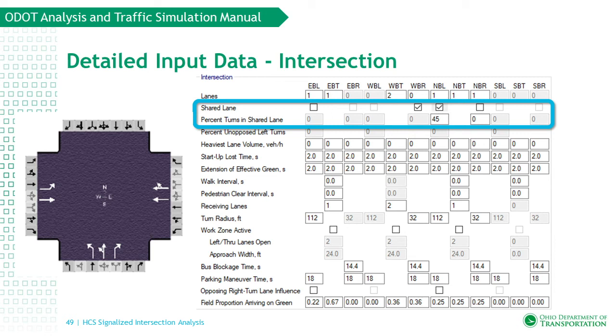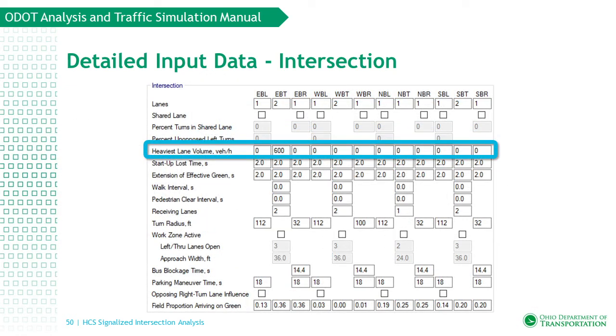In this case, it was determined that 45% of the left turn volume from the State Route 315 northbound off-ramp uses the shared through and left turn lane, so 45 was entered under the northbound left movement. Notice that the westbound right turn movement is in a shared through and right turn lane. However, because that lane is the only lane that can turn right, 100% of the right turns must be made from this lane. Therefore, this box is grayed out under the westbound right turn movement.